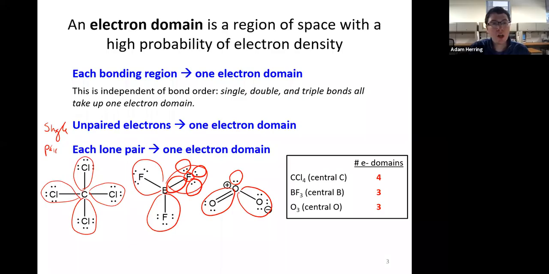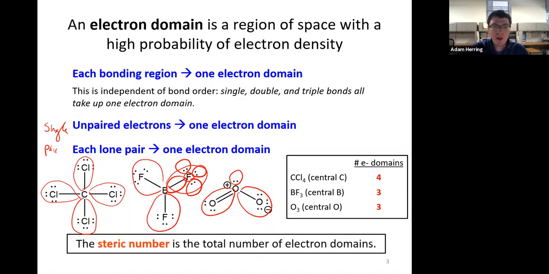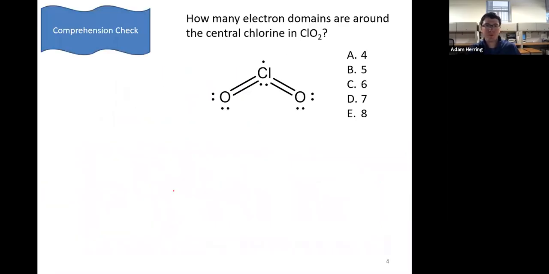So another way of talking about these electron domains is what we call the steric number. The steric number for a given element is the total number of electron domains that it possesses. Let's practice. How many electron domains are around the central chlorine in ClO2? Pause the video and try this on your own before watching the solution.